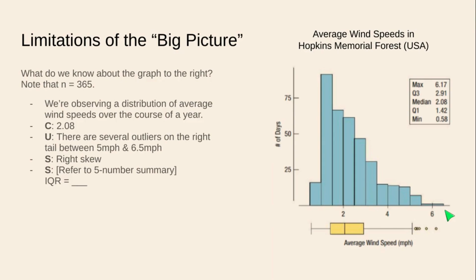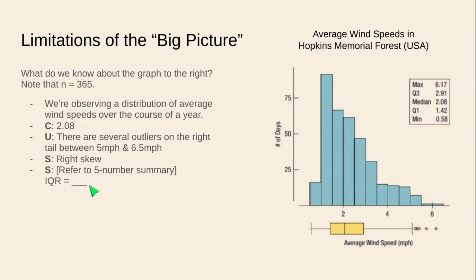We have quartiles 1, 2, and 3 right there, so we can have the interquartile range between Q1 and Q3. If we were to do Q3 minus Q1, we would get 2.91 minus 1.42 is 1.49. So the interquartile range is going to be 1.49. Okay, so that can be part of our measure of spread.